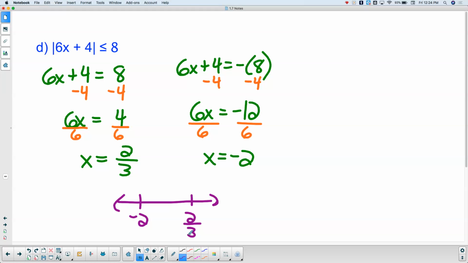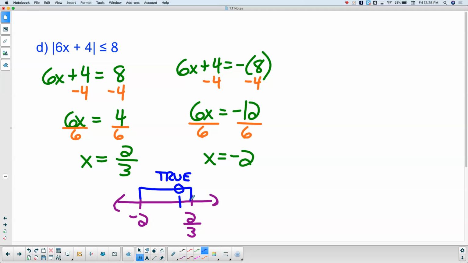Okay. What'd you pick for a test point? You went with 0? Okay. So 0 is actually inside here, right? Okay. So 0 is there. All right. And what did you get? True or false for your test point? You got true? Because 6 times 0 is 0, plus 4 is 4. Absolute value of 4 is 4. And 4 is less than or equal to 8. So that is true. Yes, I would concur. So that tells me that we're going like that.